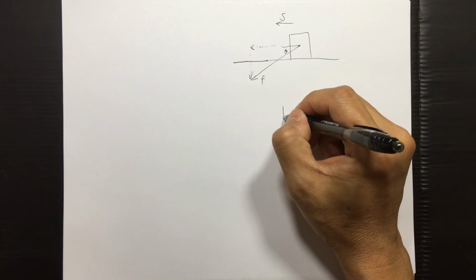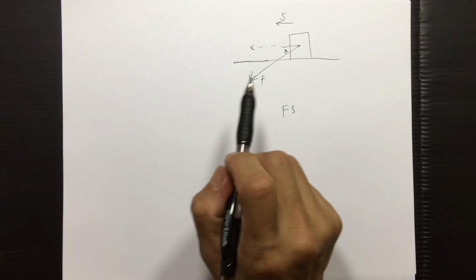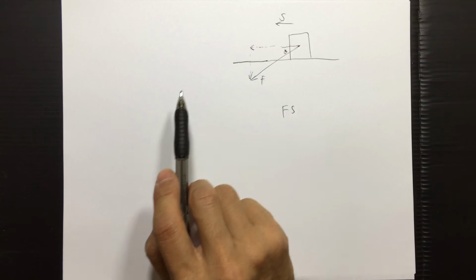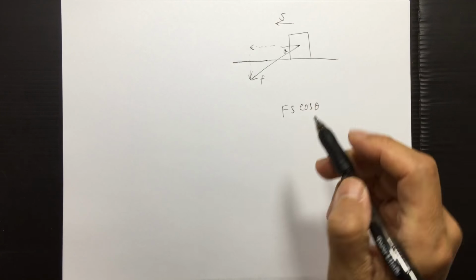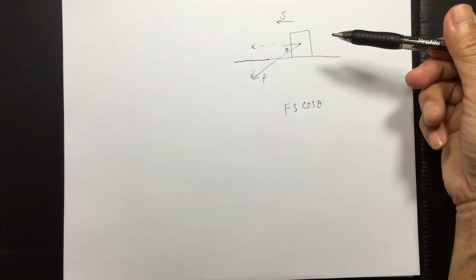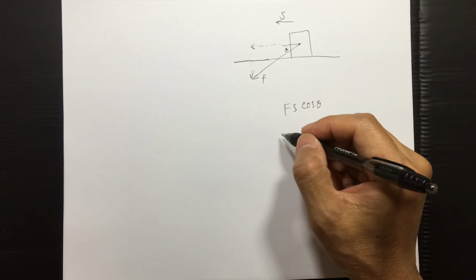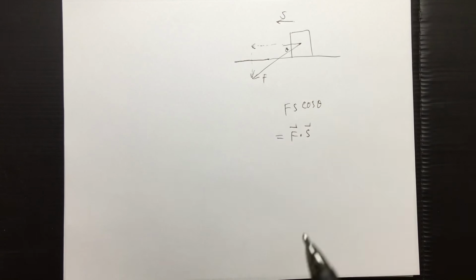It's really F times S. It's F times cosine theta, right? We call this a vector. This is the way it's moving. This is the force on it. Actually, for this kind of thing, we just say F dot S. Dot product. Oh yeah, we didn't really get to the unit of this.